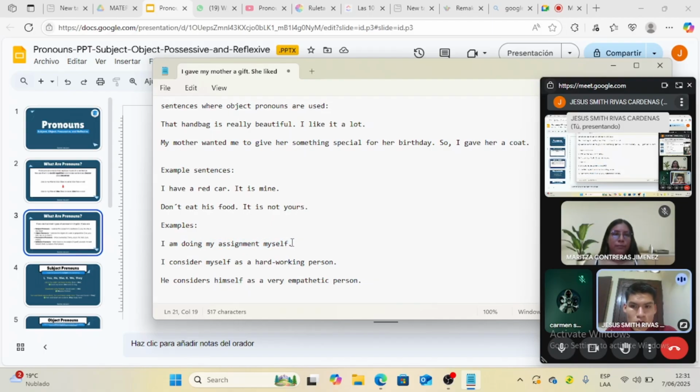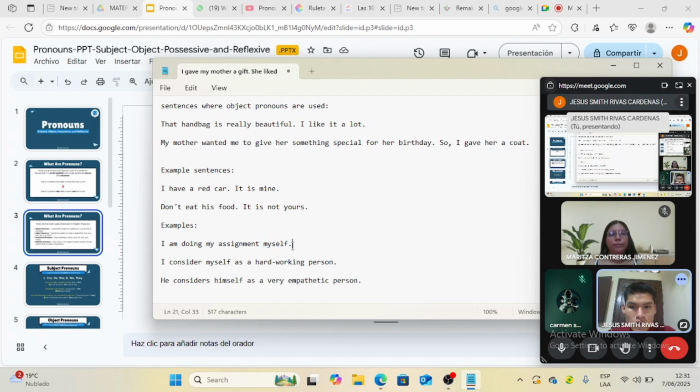Esto se traduce en español como, estoy haciendo mi tarea, yo mismo estoy haciendo mi tarea. Se traduciría así en español. En inglés, ese yo mismo o ese mismo, esa palabra mismo o misma, si se refiere a una persona femenina, pero en este caso se refiere a una persona masculina, entonces significa mismo, y ese mismo va al final, el cual es myself. So, I'm doing my assignment myself. Quiere decir que estoy haciendo por mi propia cuenta mi tarea, yo mismo, sin ayuda de nadie más.